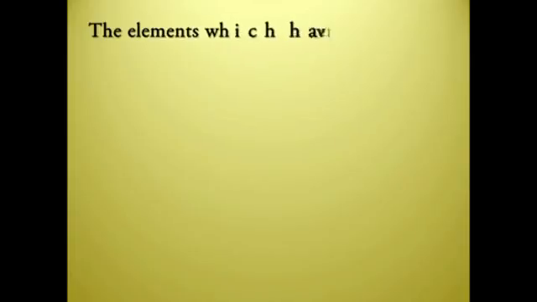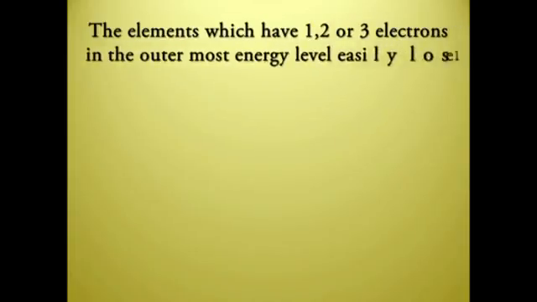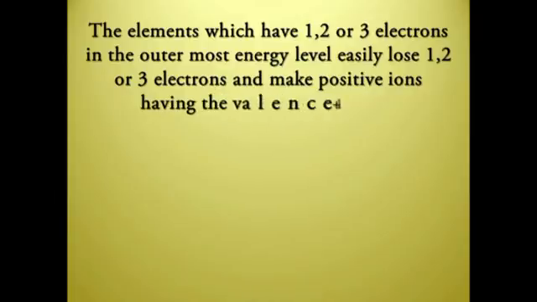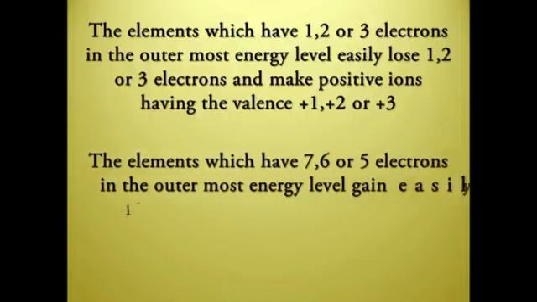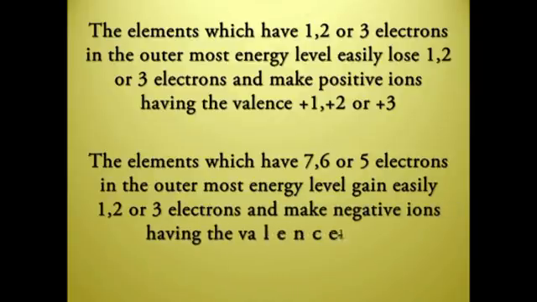The elements which have 1, 2 or 3 electrons in the outermost energy level easily lose 1, 2 or 3 electrons and make positive ions having the valence +1, +2 or +3. In the same way, the elements which have 7, 6 or 5 electrons in the outermost energy level easily gain 1, 2 or 3 electrons and make negative ions having the valence of -1, -2 or -3. Let us see how it becomes.